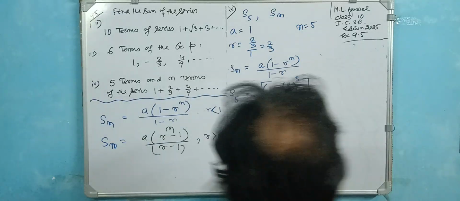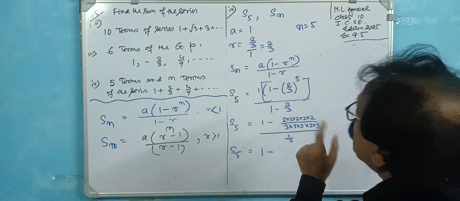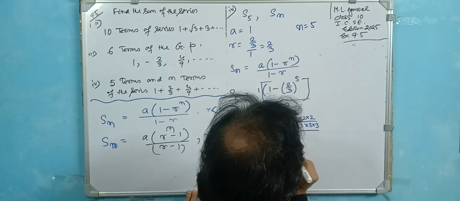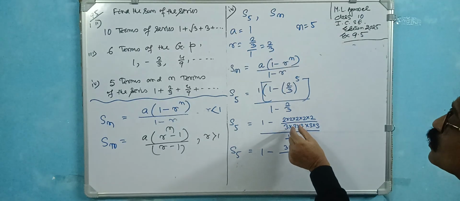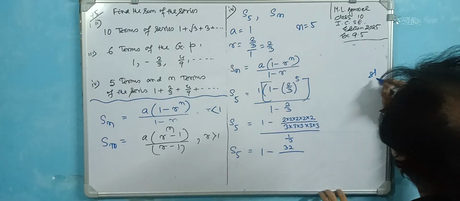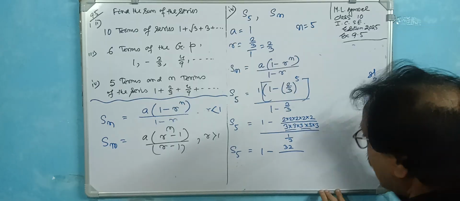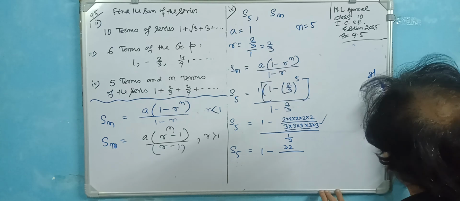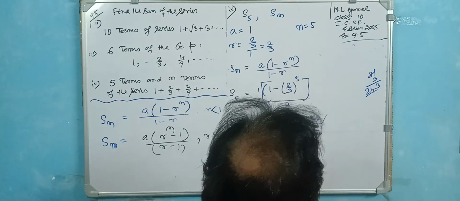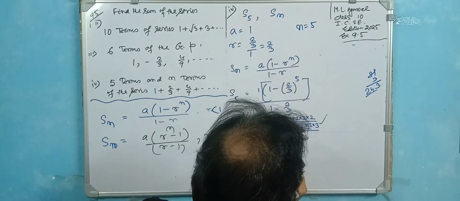Now, S5 is 1 minus, this is 2 into 2 into 2: 2 twos are 4, 2 fours are 8, 16, 32. And now for this, there is an easier process. 3 into 3, 9. 3 into 3, 9. 9 nines are 81, you know. Just multiply with 3: 3 ones are 3, 3 eights are 24, and 3 twos are 6, 4, so 243. This is 243 by 1 by 3.